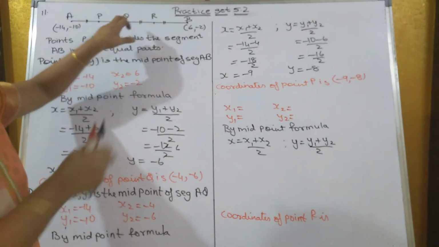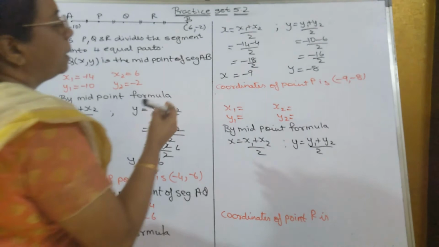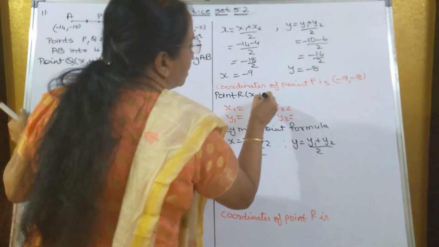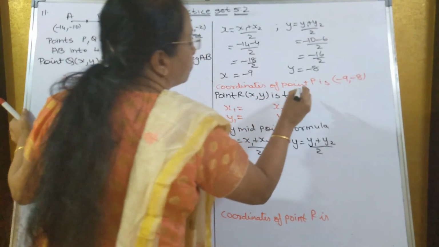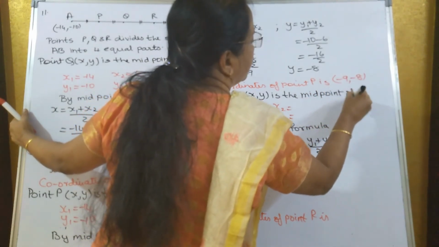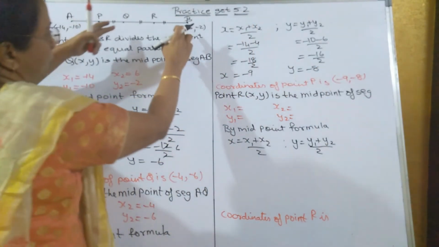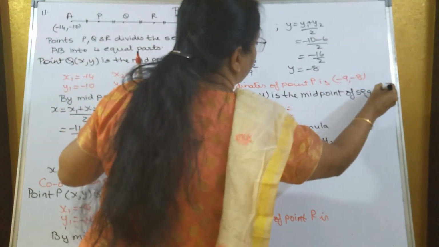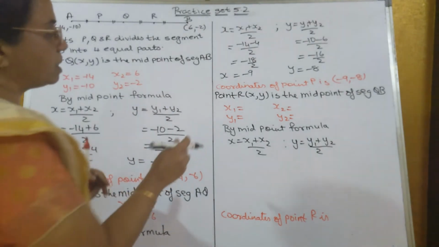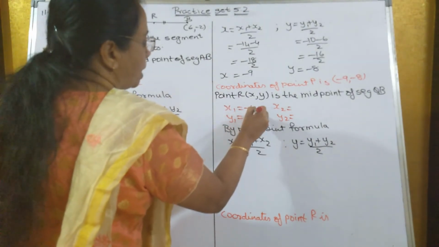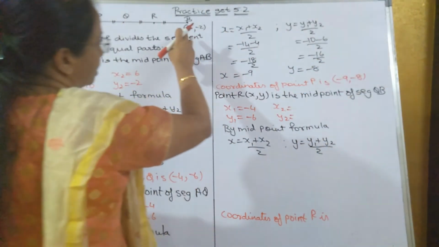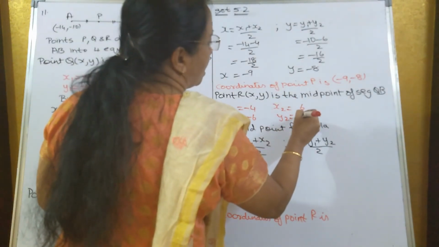Now R is a midpoint of segment BQ. Point R, let us take that as x y, is the midpoint of seg, which segment? QB. Now what is the coordinates of Q? Q is minus 4, minus 6. So x1 is minus 4 and y1 is minus 6. Now next is B. B coordinate is 6 and minus 2. So x2 is 6 and y2 is minus 2.